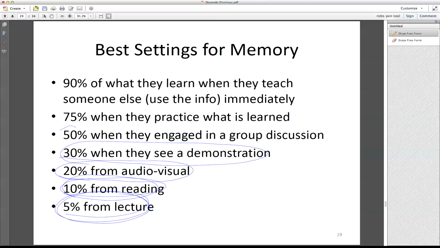50% when engaged in group discussion. So the more we can be engaged in actually talking through things, the more helpful it is. So at the end of this seminar, we're going to engage in some discussion, and hopefully that will help you retain.